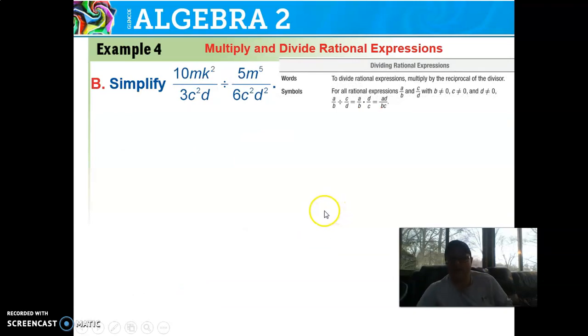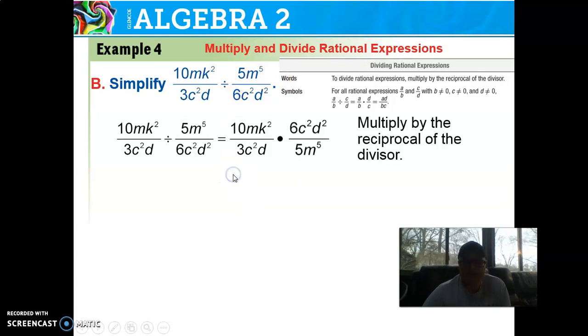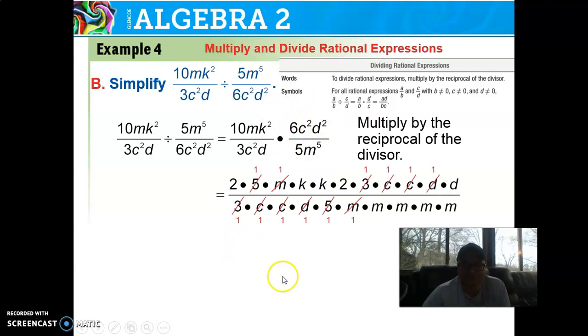Taking a look at a division, 10mk squared divided by 3c squared d divided by this fraction, 5m to the fifth over 6c squared d squared. First thing we do with division is we change it into multiplication, so we multiply by the reciprocal. You want to flip it over. Then, very similar to last time, break it down.